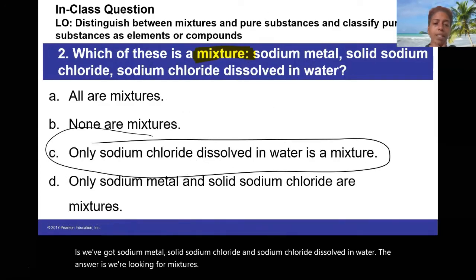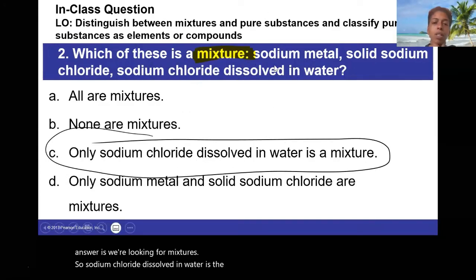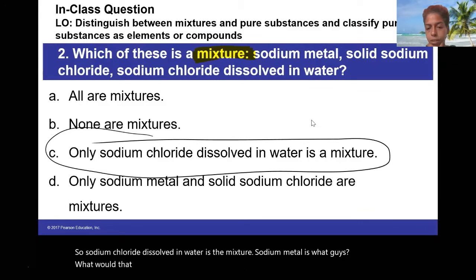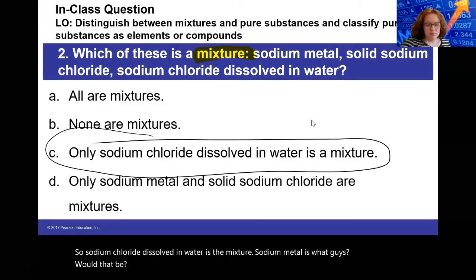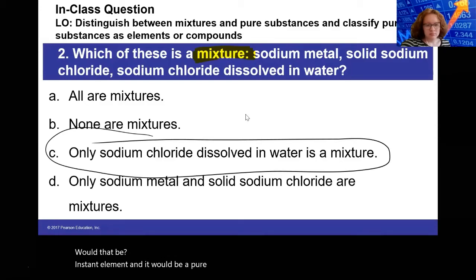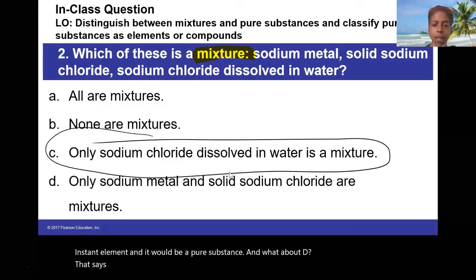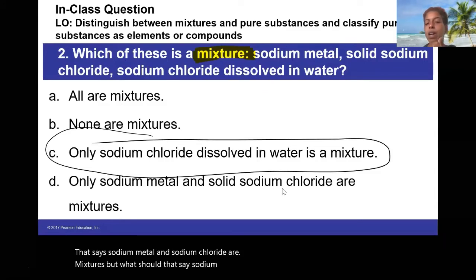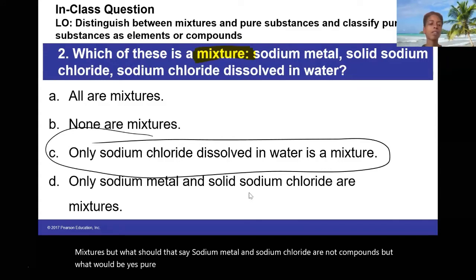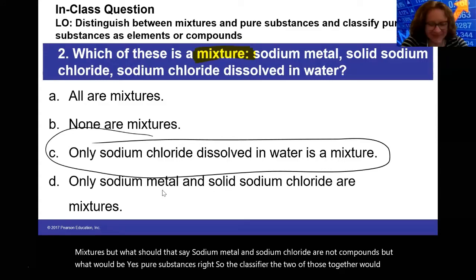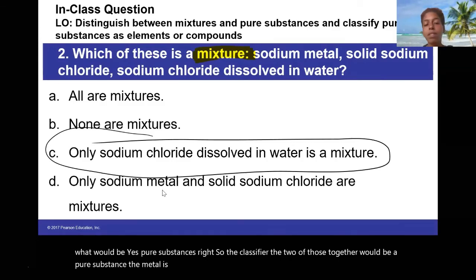So sodium chloride dissolved in water is the mixture. Sodium metal is what, guys? What would that be? An element. It's an element, and it would be a pure substance. And what about D? That says sodium metal and sodium chloride are mixtures, but what should that say? Sodium metal and sodium chloride are not compounds, but what would be, yes, pure substances, right? So to classify the two of those together would be a pure substance. The metal is an element, whereas the sodium chloride is a compound.